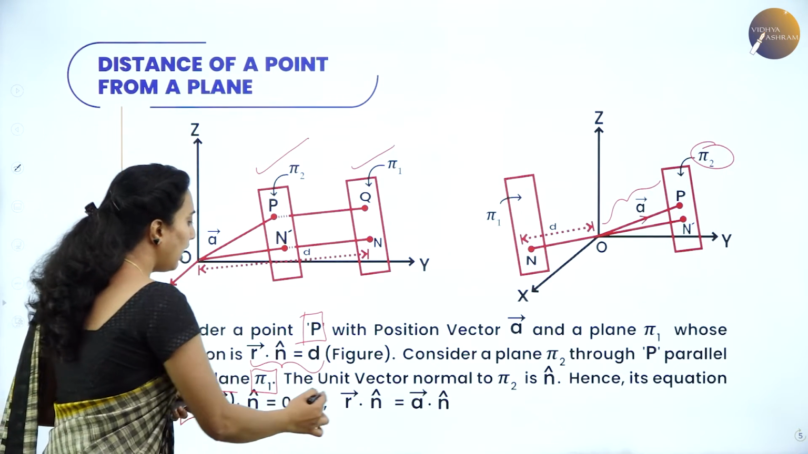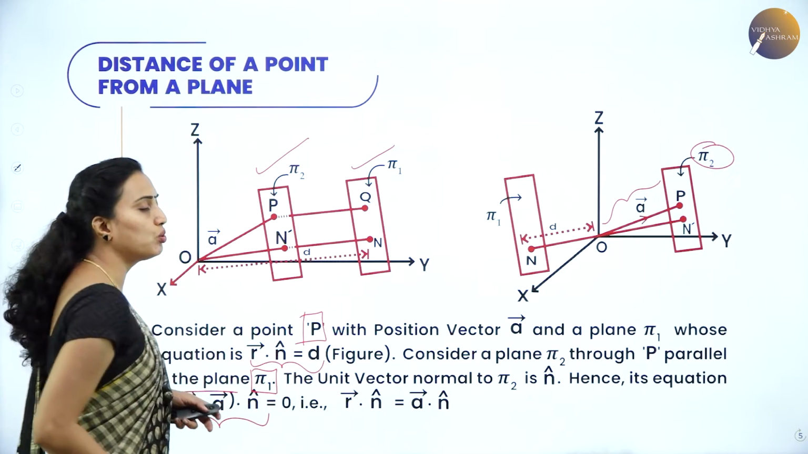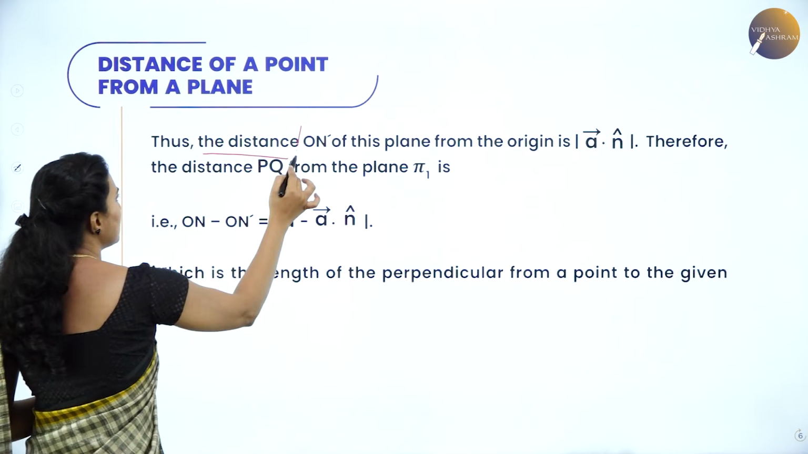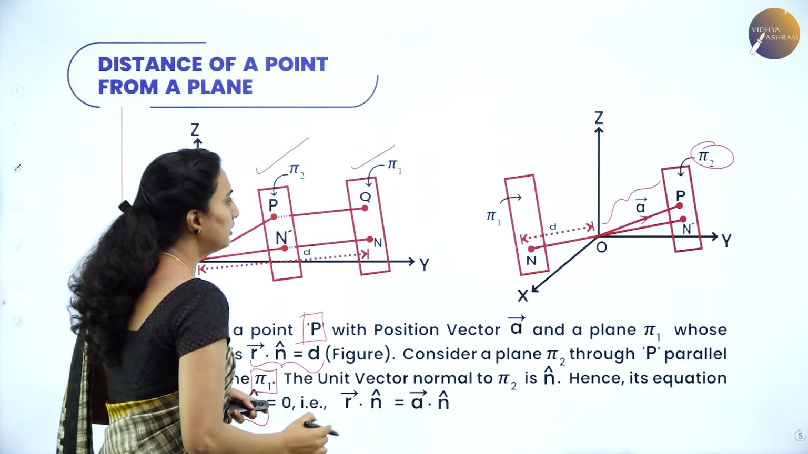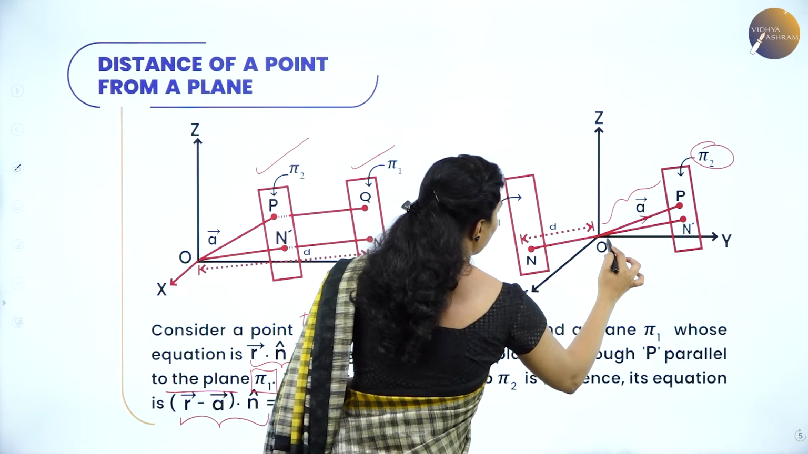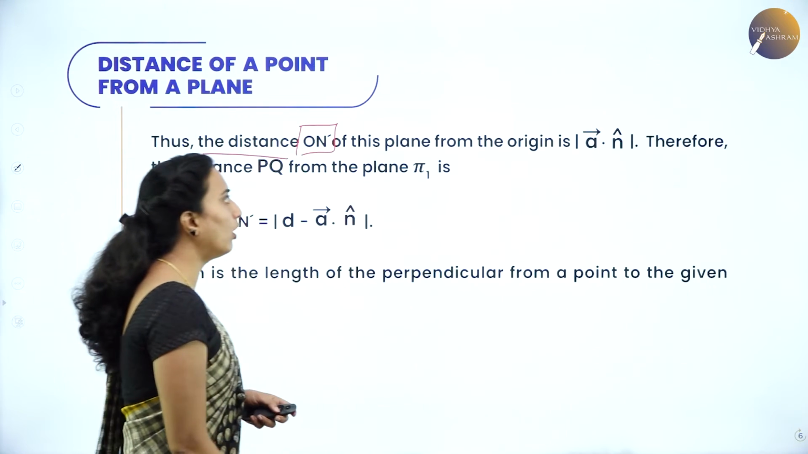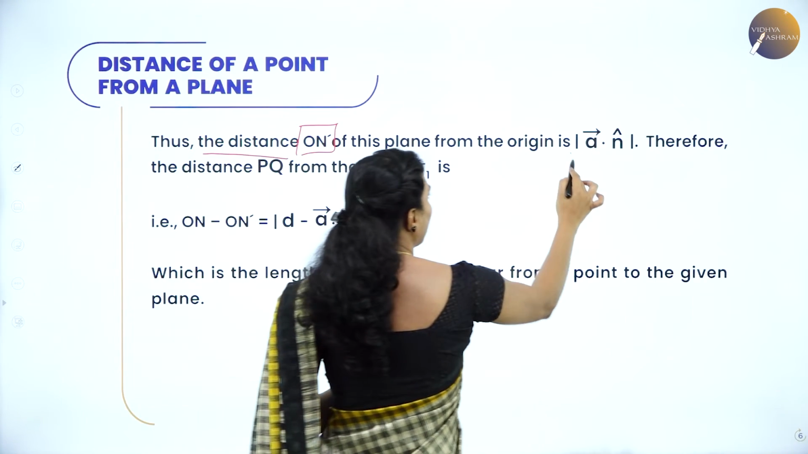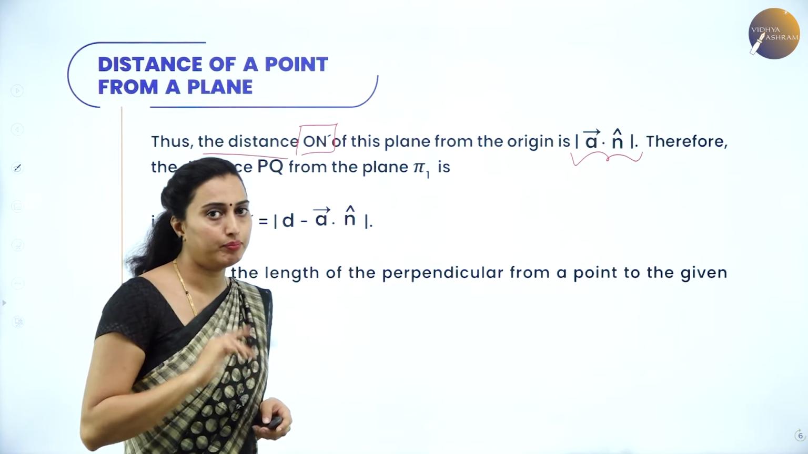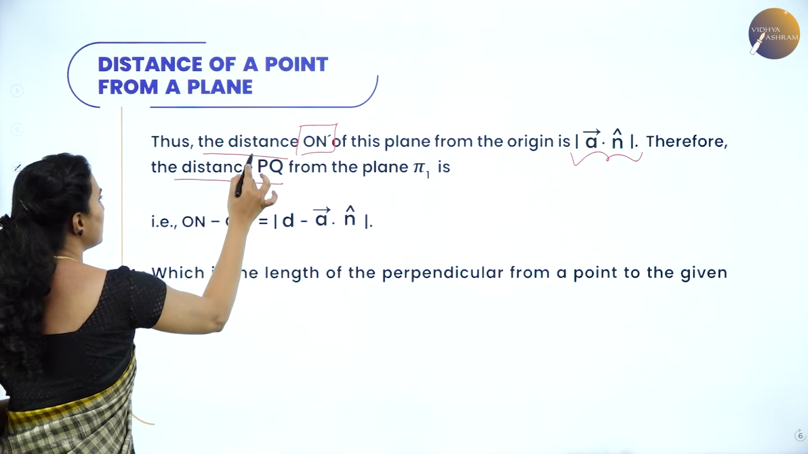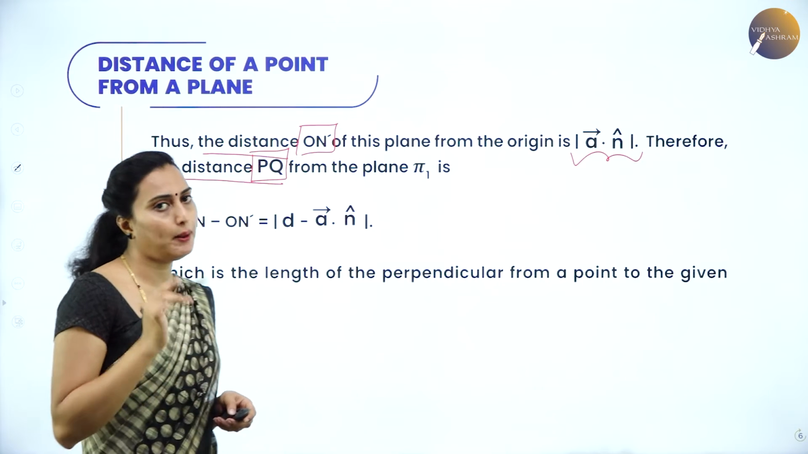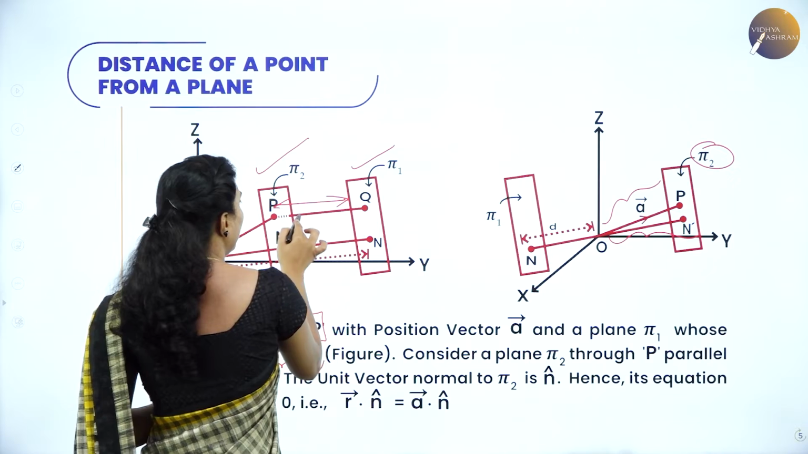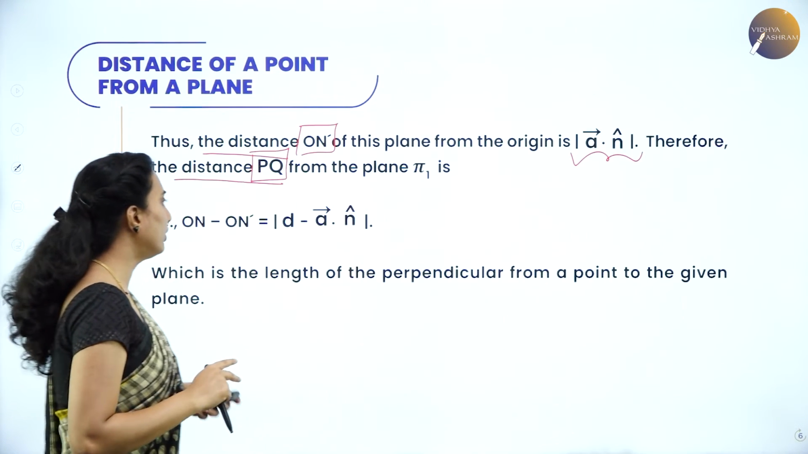Therefore, you can write r vector dot n cap is equal to a vector dot n cap. So, that is what you are going to have. Thus, the distance ON dash of this plane from the origin will be equal to the magnitude of a vector dot n cap. Therefore, you can have the distance PQ from the plane pi 1. So, this is the distance you are going to have, PQ from the plane pi 1.